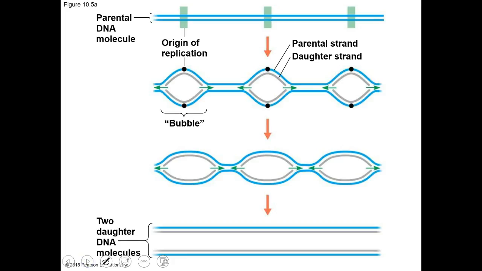What that looks like is, here are different origins of replication, and proteins attach at those spots to pull the strands apart, and then replication will happen at both sides. Notice they look like little bubbles until eventually those bubbles meet up, and we get two strands that are exactly the same.